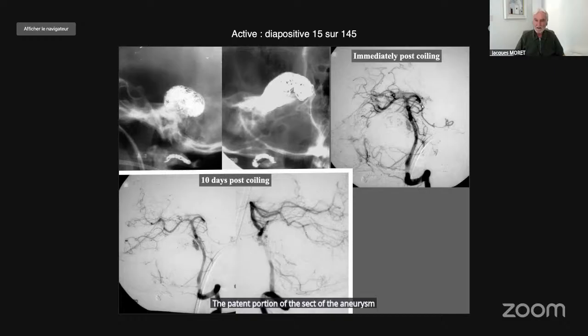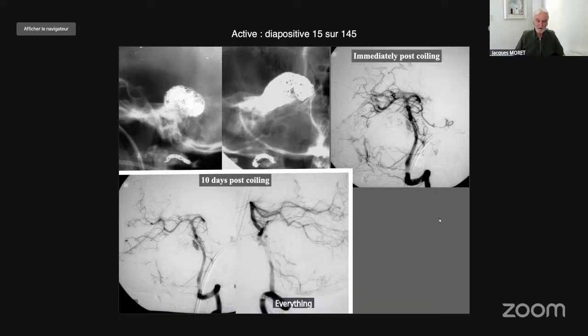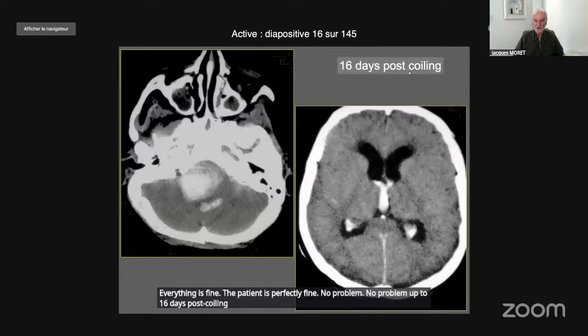And as you can see, this is what we got immediately after the coiling, and this is 10 days after the coiling. There is almost zero portion of the aneurysm visible. Everything is fine. The patient is perfectly fine. No problem up to 16 days post-coiling and post-thrombosis, where the patient got a bleed.